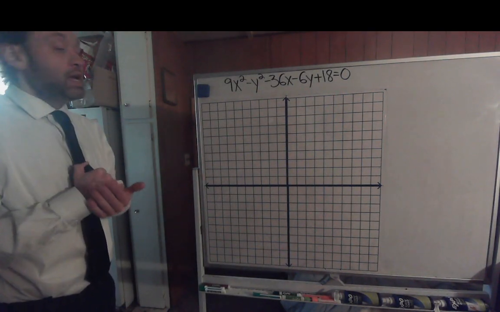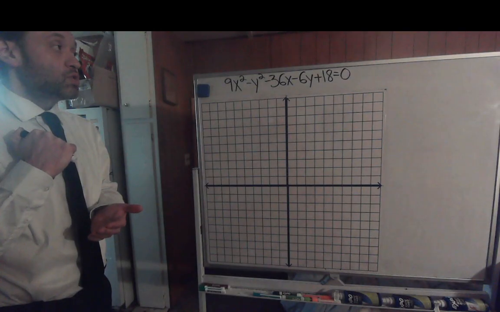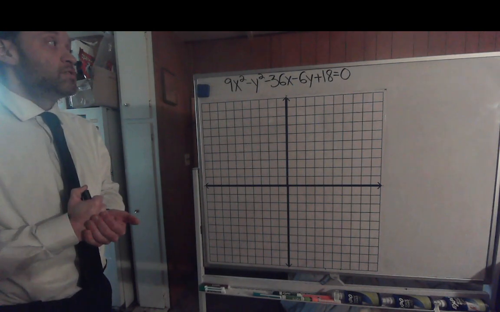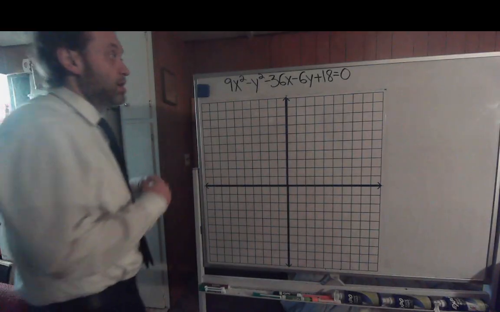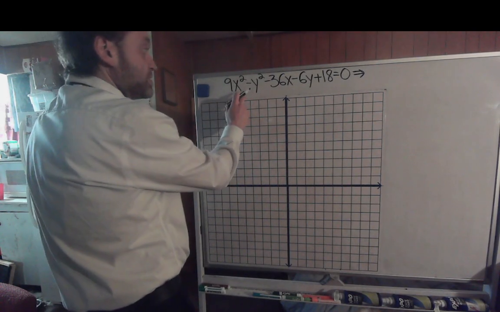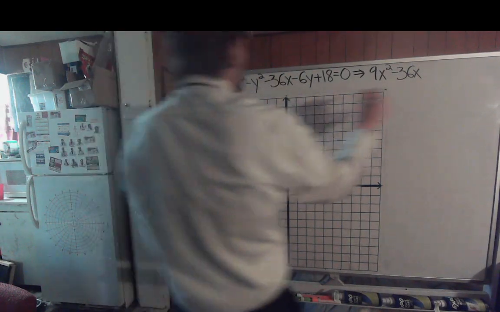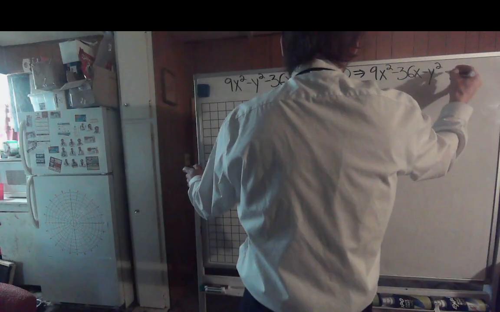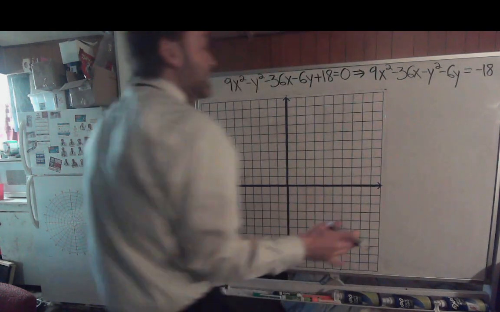Well, this is definitely the equation of a hyperbola, but we need to completely factor this. We're going to have to do it like we did with ellipses and complete the square. So next thing you want to do, get your x and y terms together. This would be 9x squared minus 36x minus y squared minus 6y, and then get rid of that 18 from the left. That'll be equal to negative 18 on the right.